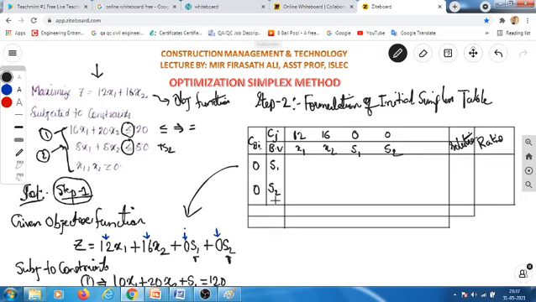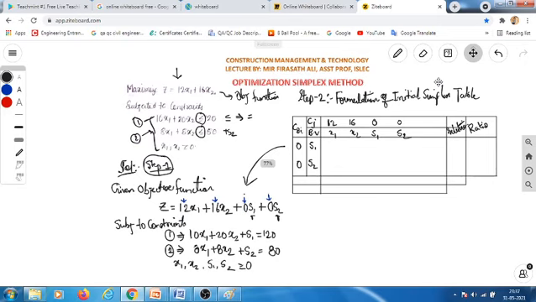After this, we need to tabulate some values: coefficients of S1, S2 and everything. We need to write down these values. Now, look at the constraint 1. What is our constraint 1? So, fill these values.